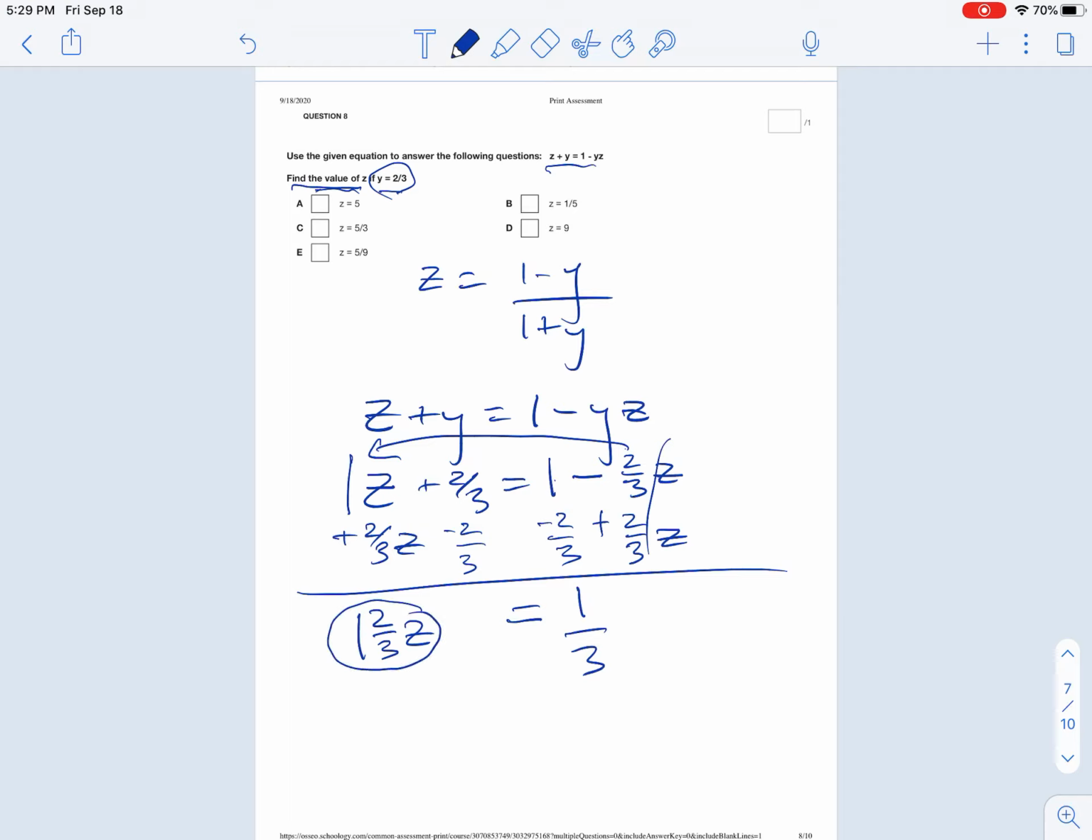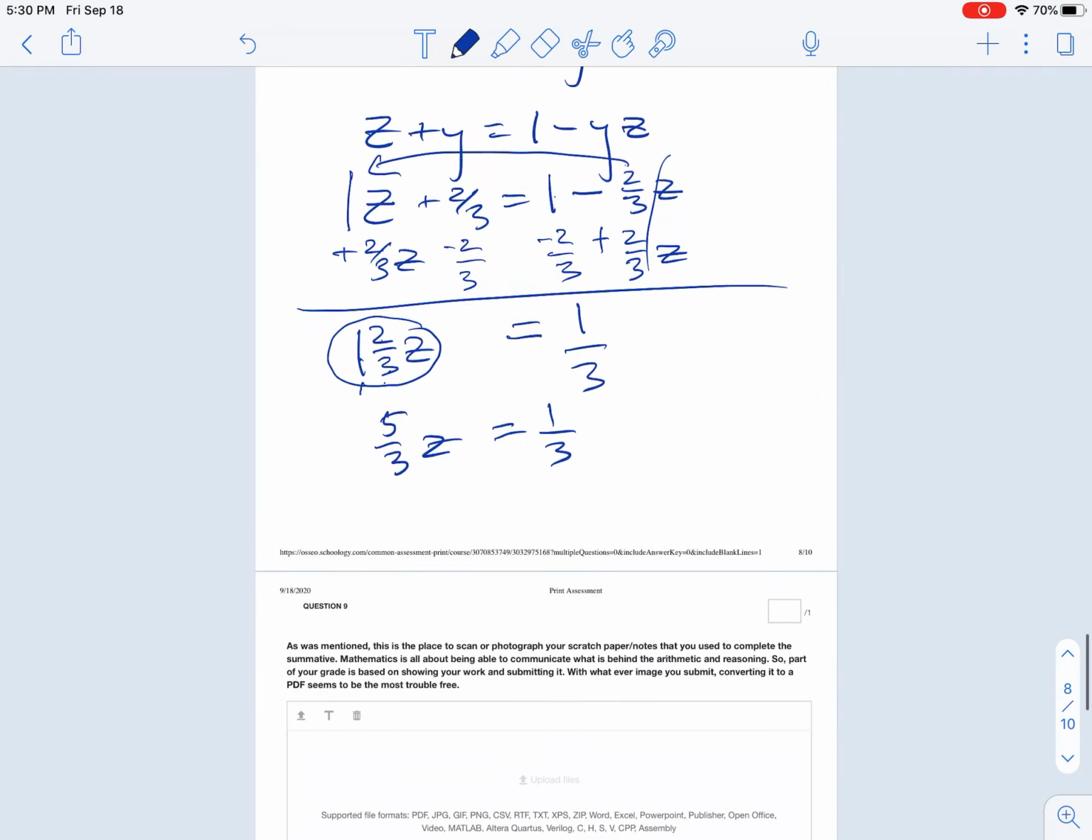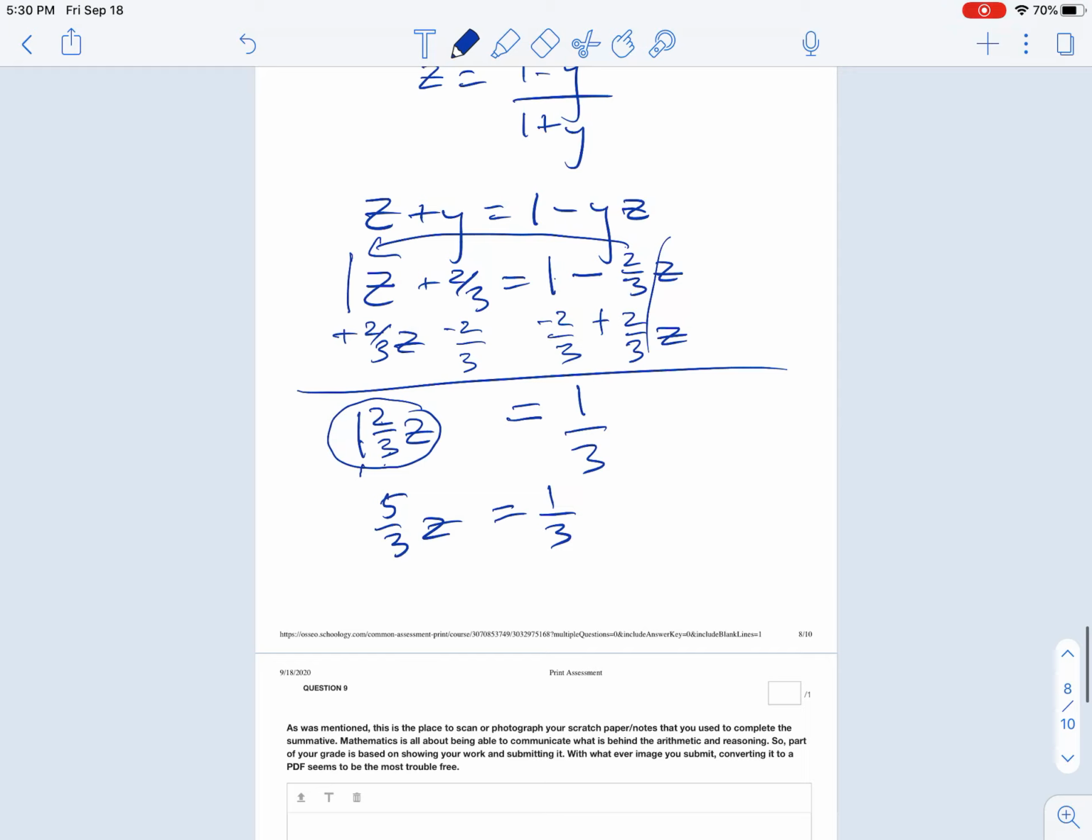And over here, it isn't always good to use a mixed numeral. It's a whole number and a fraction. That's called a mixed numeral. So let's change it. 1 times 3 is 3, plus 2 is 5/3 z equals 1/3. So in order to finish this off, this is 5/3 times z, so I have to divide by 5/3. If I do that on the left, I also do it on the right. This cancels, and I end up with z equaling 1/3.